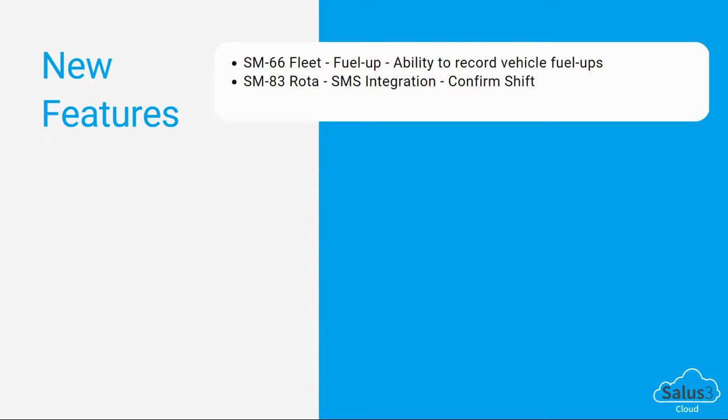There is new confirm shift functionality within the rota module. So 24 hours or the day before staff are booked onto an event or a shift, they'll receive a text message which they can then confirm back to, which will then pre-populate in the Salus3 Cloud platform.